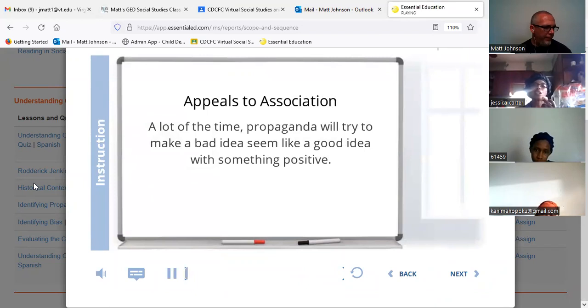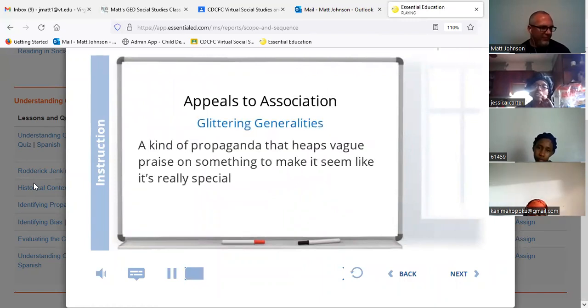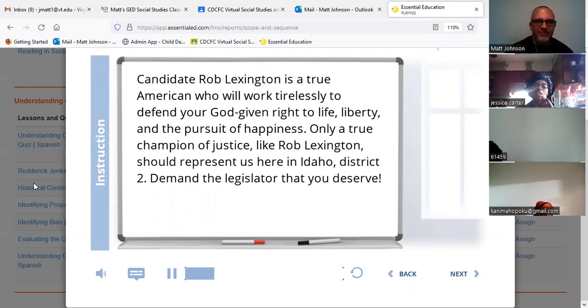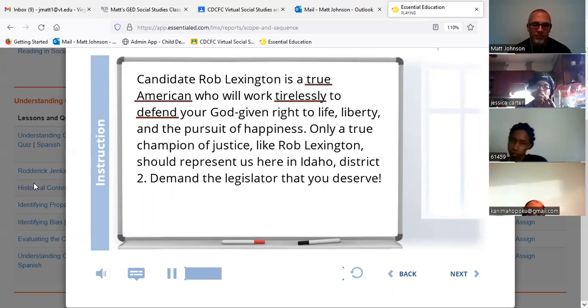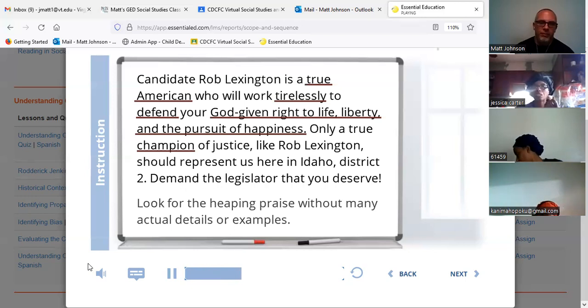A lot of the time, propaganda will try to make a bad idea seem like a good idea with something positive. There are 2 appeals to association to watch out for: glittering generalities and testimonial. I'm sure you've seen both of these before. Glittering generalities is a kind of propaganda that heaps vague praise on something to make it seem like it's really special. Get a load of this example. This propaganda is laying it on thick. Rob Lexington is a true American. He works tirelessly to defend you. I mean, he is a champion after all. What else would he do? You can also see this propaganda talks about God, life, liberty, and happiness. These are words with positive associations. This technique is usually pretty easy to spot. Just look for the heaping praise without many actual details or examples.